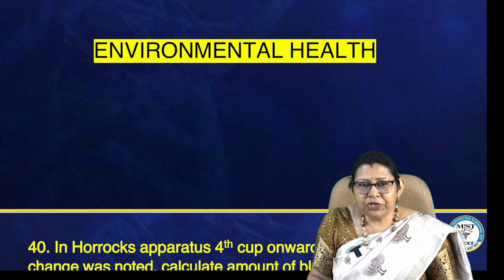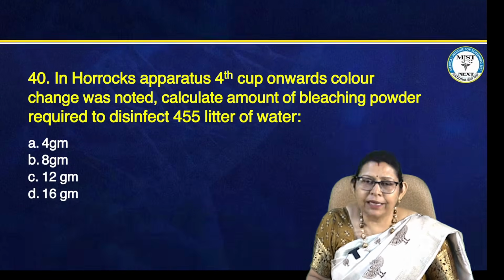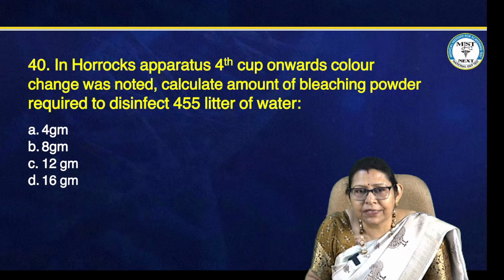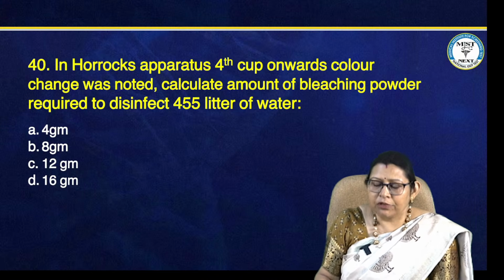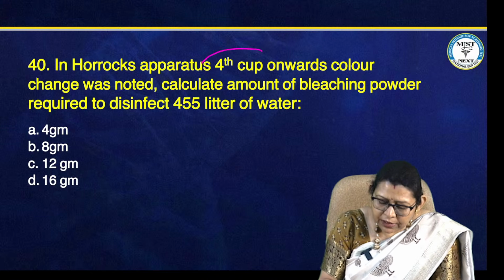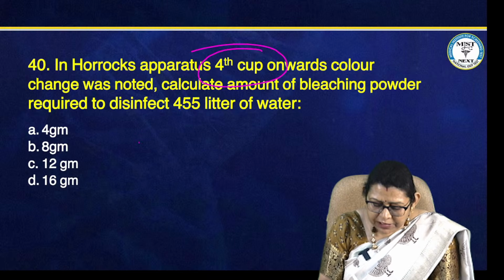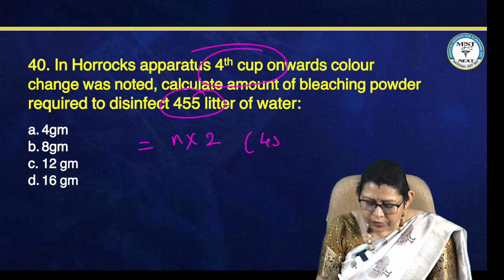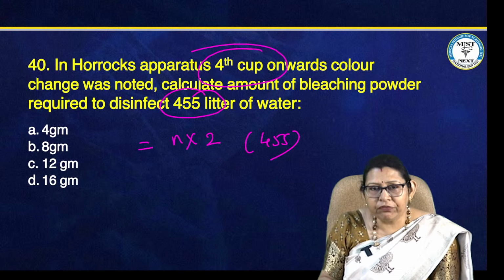Now coming to the questions from environment and health, and again these are the concept based questions. In Horrocks separators, the fourth cup onwards the color change is noted. Calculate the amount of the bleaching powder. Very simple question. The amount of the bleaching powder we can calculate as n into 2, and this is equal for 455 liters of water. So simply they are asking for the 455 liters.